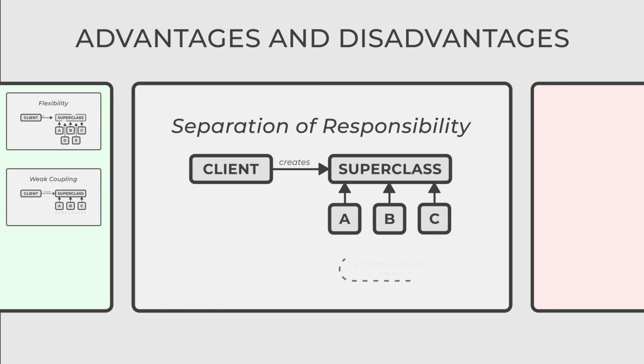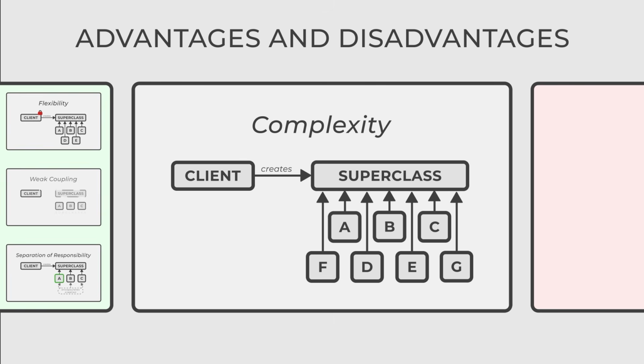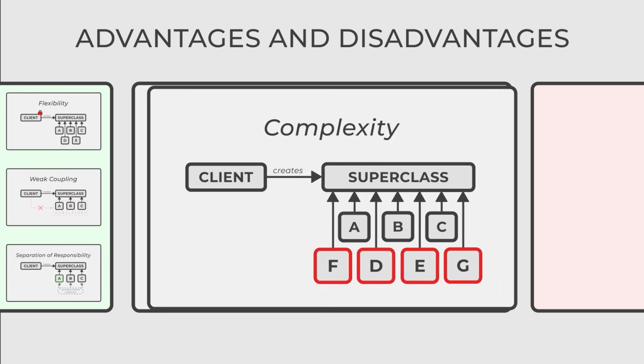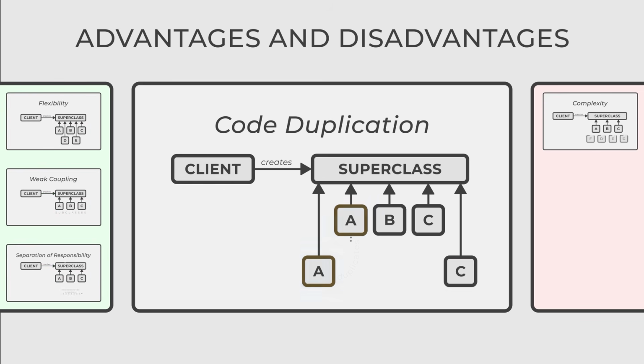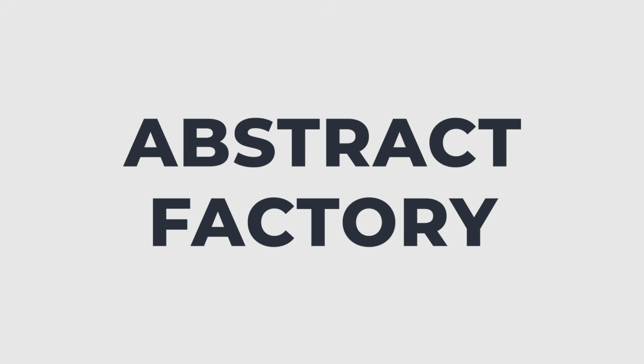The disadvantages are the following. Creating separate concrete factory classes for each object type can result in more classes and potentially more complex relationships between them. Additionally, if the logic for creating multiple products is similar, you may end up duplicating code across different implementations of a particular factory. Abstract Factory.